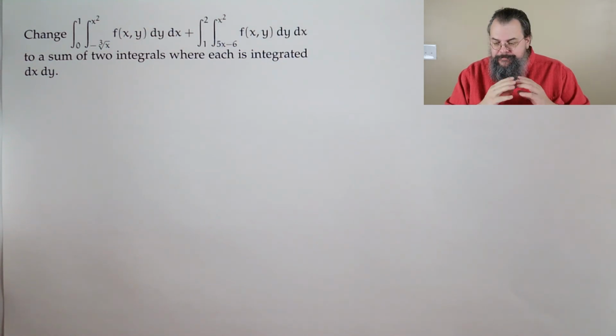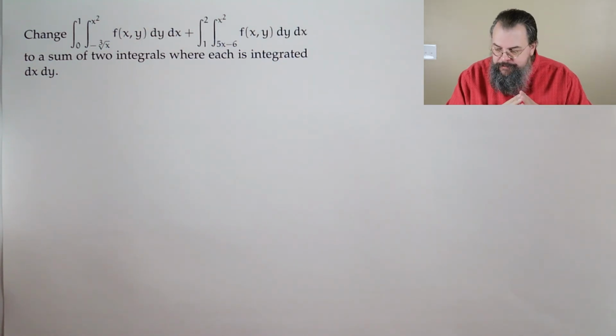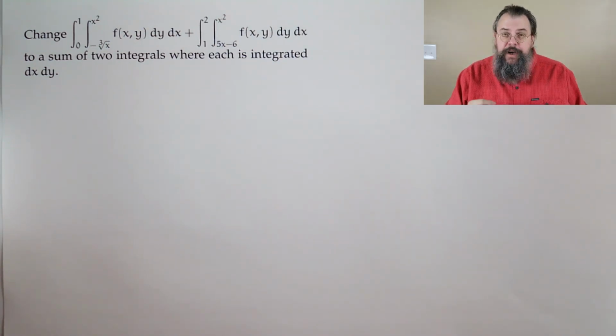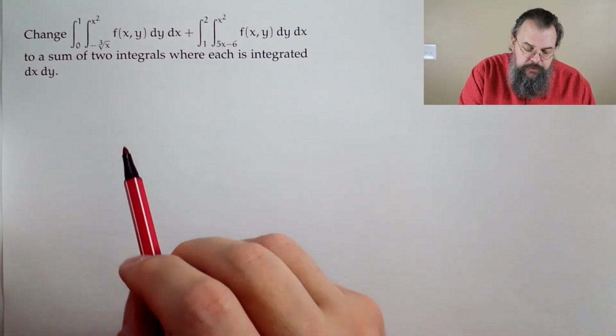Okay. Well, okay, what's going to happen here? Well, let's think about our pieces. We really have two integrals. We'll think of them as what happens on each one.